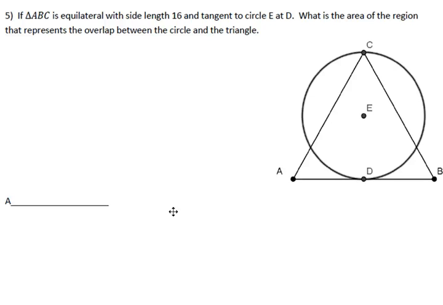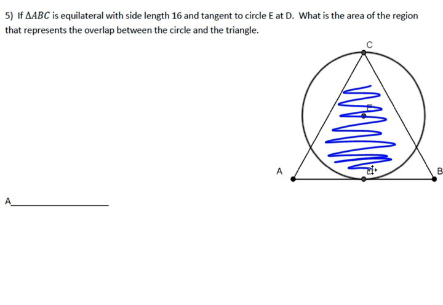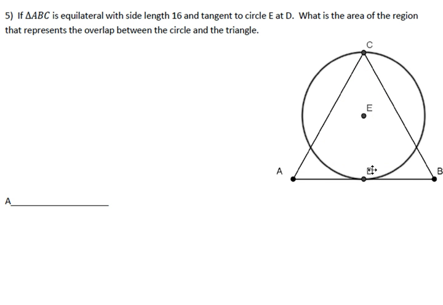If triangle ABC is equilateral with side length 16, this is a tricky problem because our goal is to find the overlap, which is this area right here. And we've got to be a little bit creative with it because we never learned anything about how to find a sector like this, where we have it at C. We knew how to do it if you got something at E, but not with something at C.